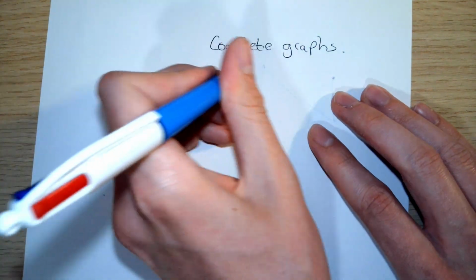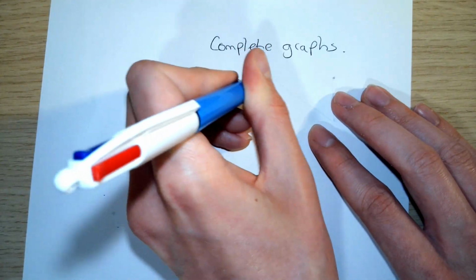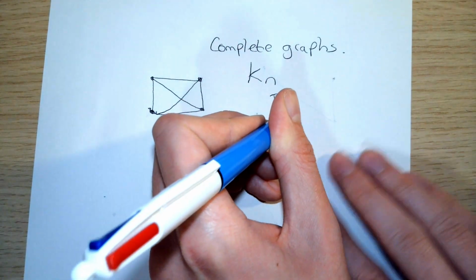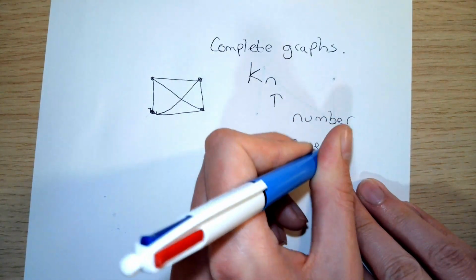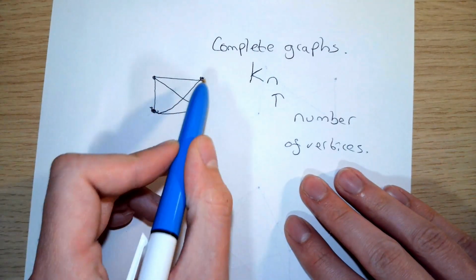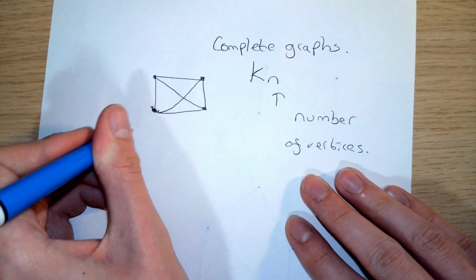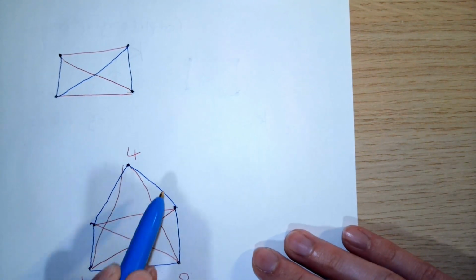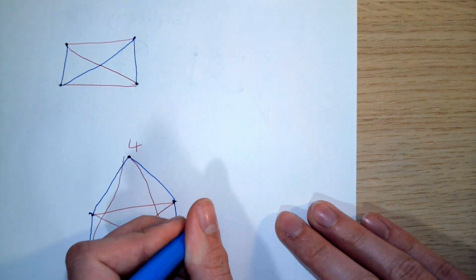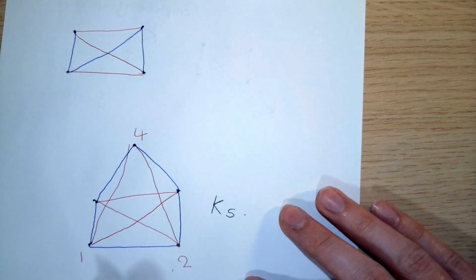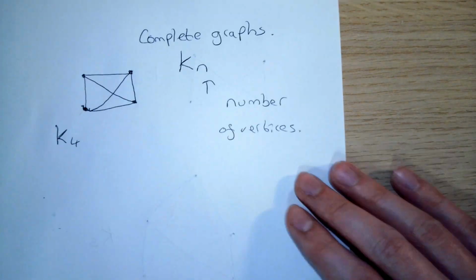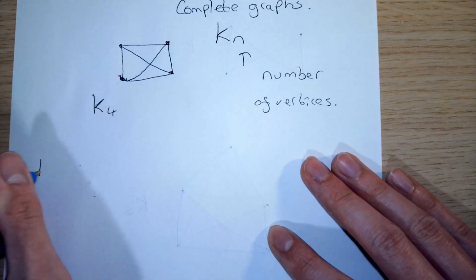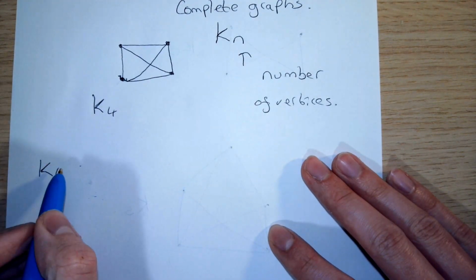So these are called complete graphs, and denoted Kn, where n is the number of vertices. So for example, this graph has 1, 2, 3, 4 vertices, so it's going to be K4. This one on the back has 1, 2, 3, 4, 5 vertices, so it's going to be K5. So that's a K4. This is a K5. So a K6 is going to be a graph with 6 vertices.